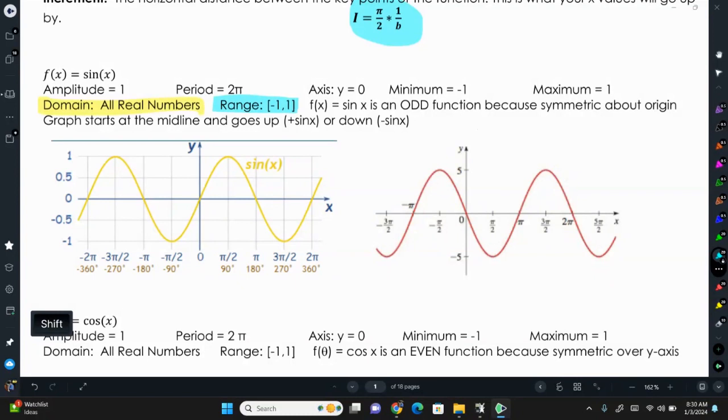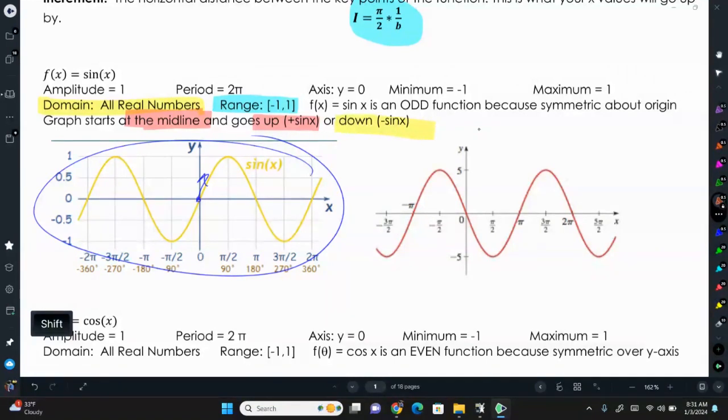Now, the graph will always start at the midline, and if sine is positive, it will go up, like this first one here. Our sine graph starts here, and it goes up. If sine is negative, if it's a negative sign, again, it starts at the midline, but then it's going to go downwards like that. So the sine graph always starts at the midline. Positive or negative in front just tells what direction it goes in.